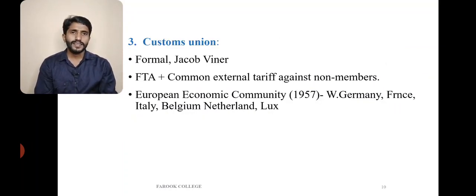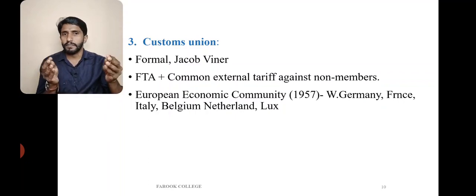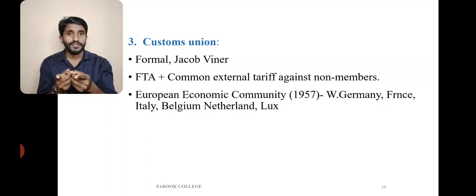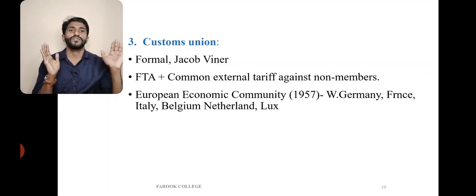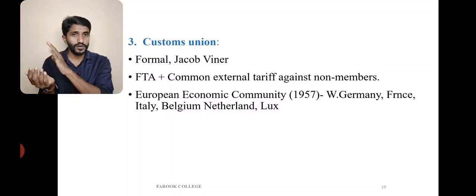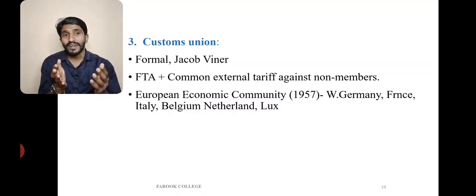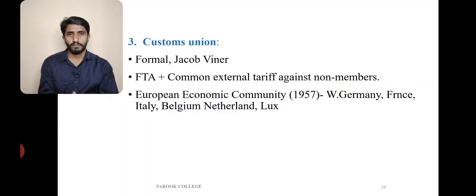Then thirdly, customs union. Here in the customs union also, a few countries are coming together and forming an association. As in the free trade area, they are removing all the trade barriers among the nations, and there will be a common external tariff against non-members. In the free trade area, there was no common tariff against the non-members. Each country can retain their own tariff or non-tariff barriers with the non-members. But here in the customs union, all the countries will have a common external tariff against non-members.